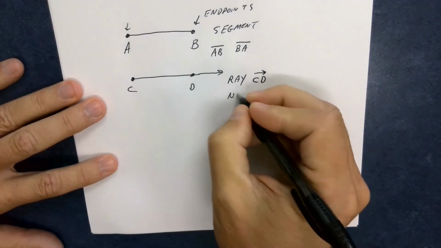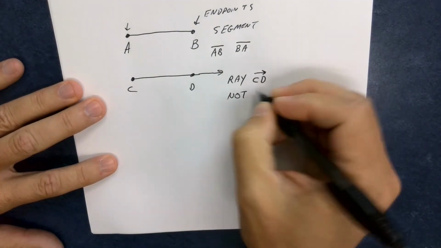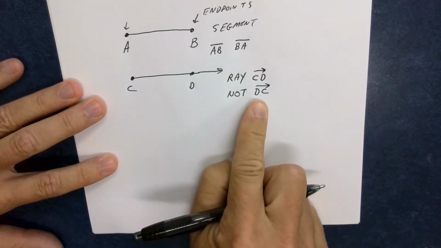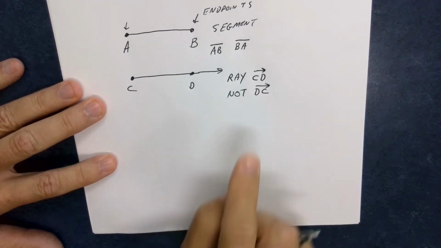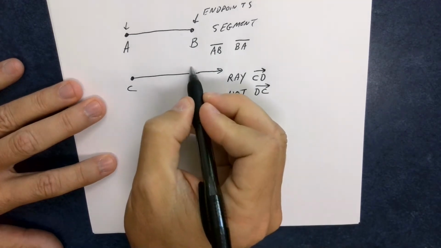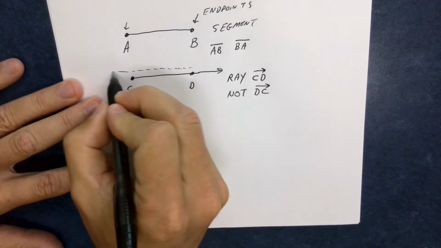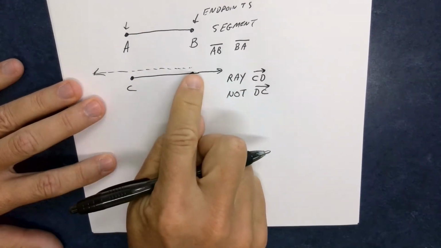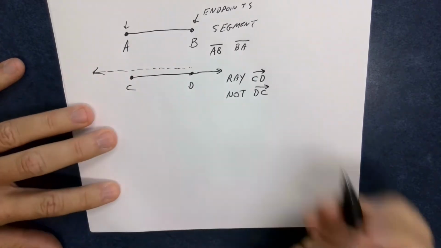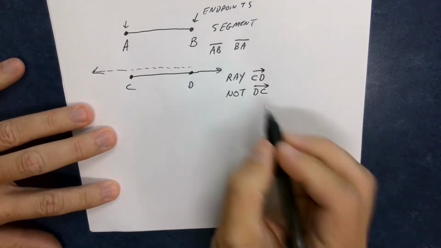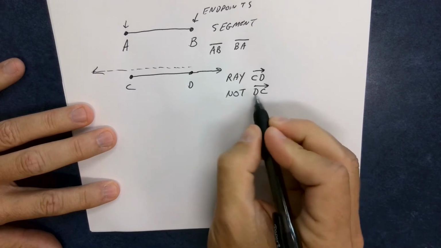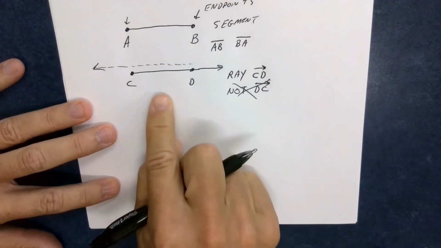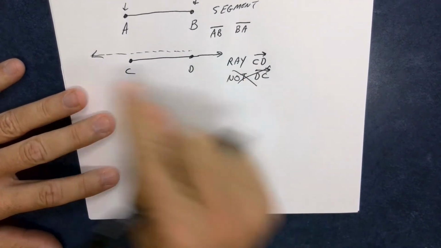Now just so we know, it's not flippable. You can't call that ray DC, okay, because ray DC technically would be this one right here. Pretend it's going through those 2 points, D and C, but it would start at D and go through C and go on forever. So whichever one doesn't have the arrowhead is the beginning point, and it starts there and continues to the other one. So we are not allowed to call that ray DC. DC would go in the opposite direction.